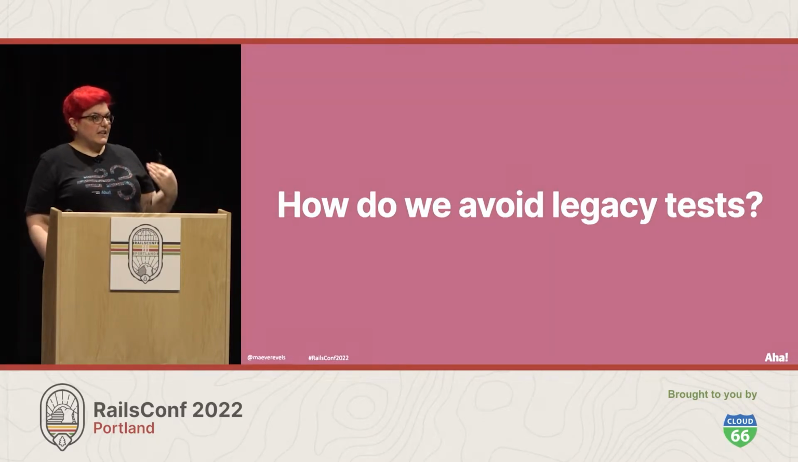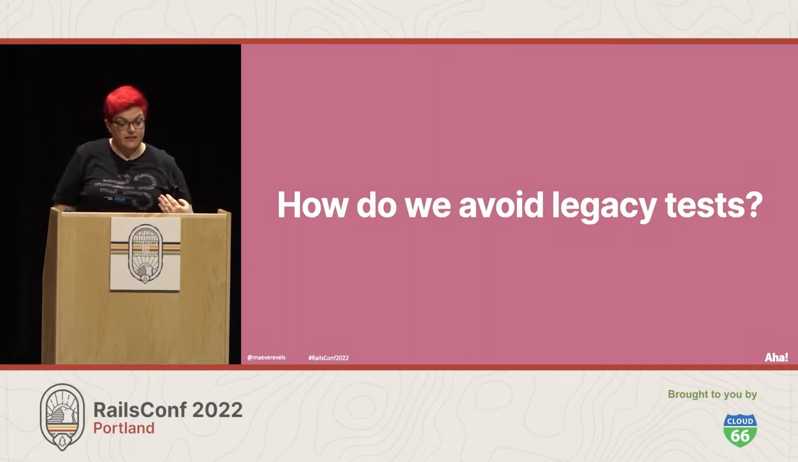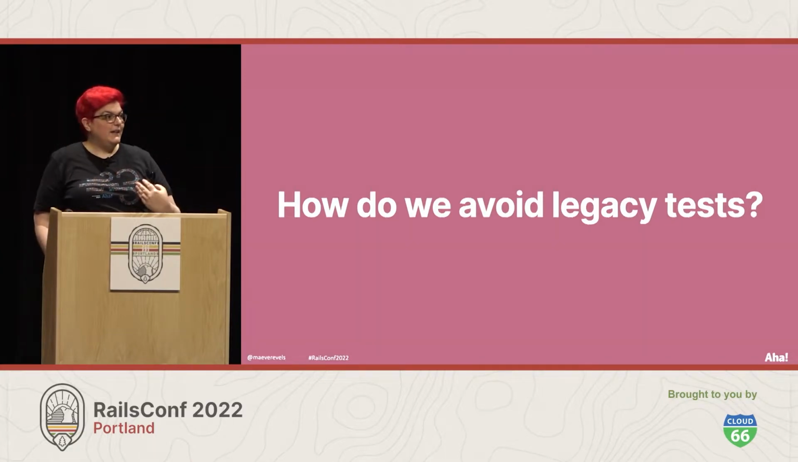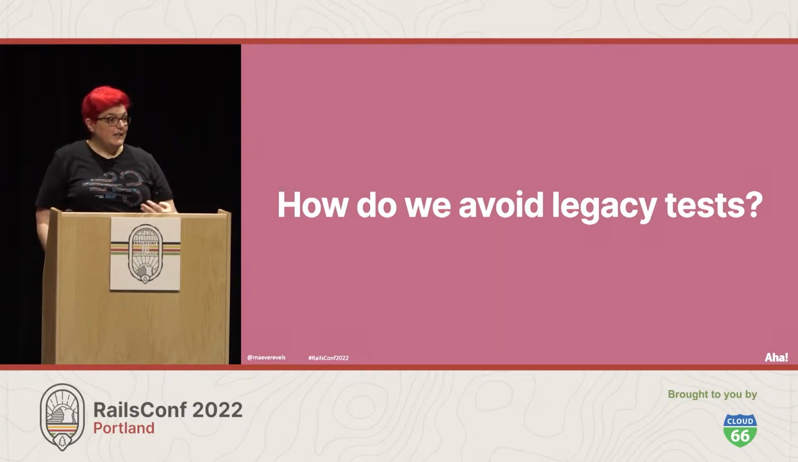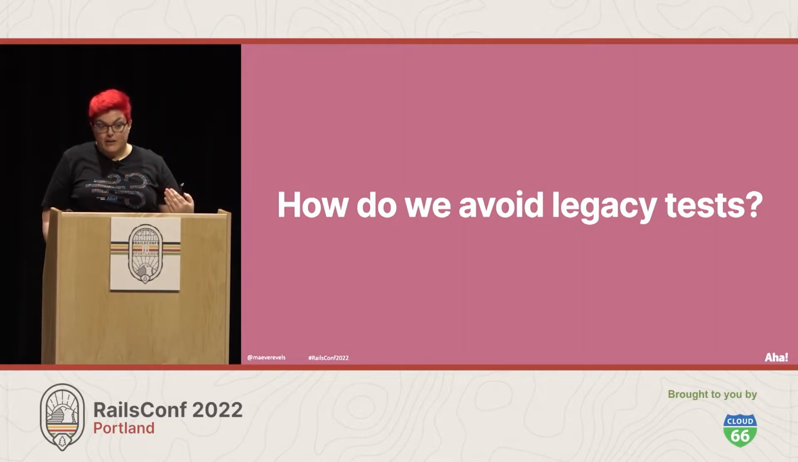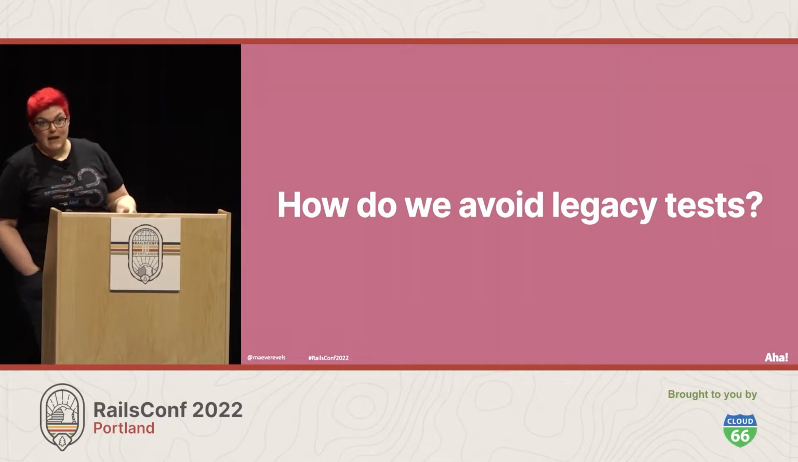So we talked about legacy code. What about legacy tests? Legacy tests break every time you change anything. If you add a fixture, the tests break. You change the name of an unrelated CSS class, the tests break. Sometimes you just look at it funny and a test breaks. So how do we prevent this from happening?